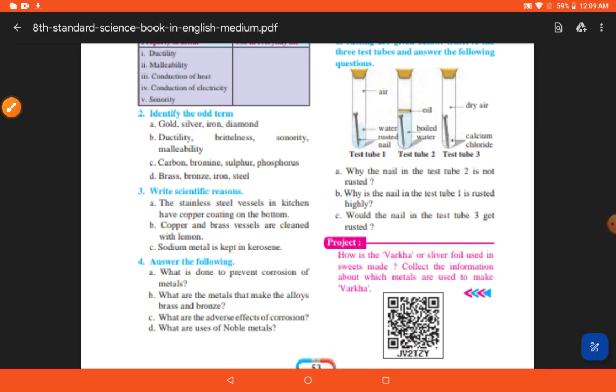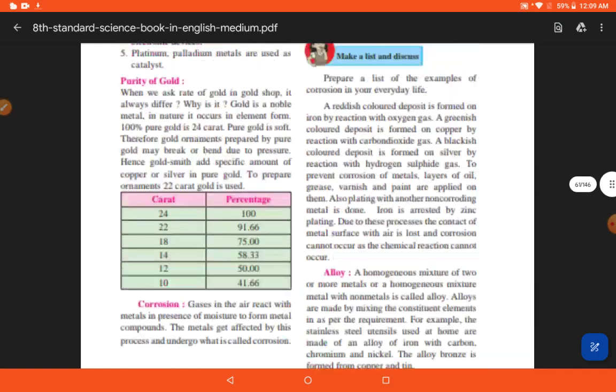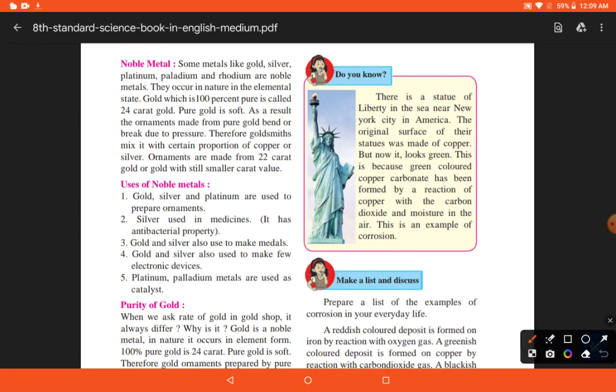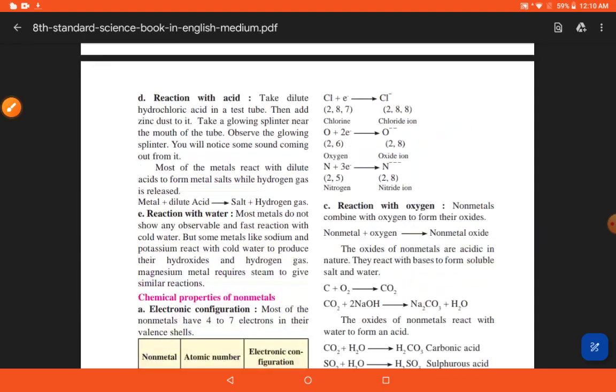And sometimes you see vessels that have a coating of tin at the bottom that we call kalhai. That is done because sometimes a greenish deposit of copper carbonate forms and that is poisonous to our food. That is why a temporary coating of tin is done, that we call kalhai or tinning. These were some points I had to discuss.